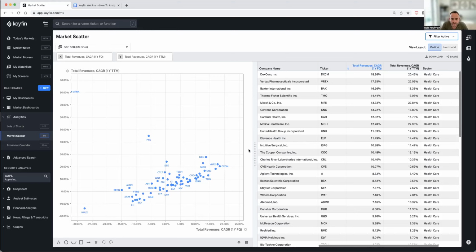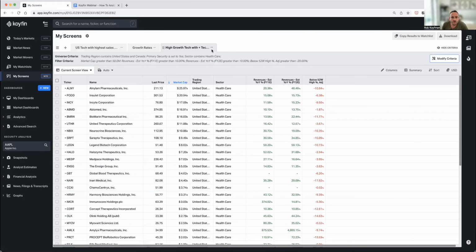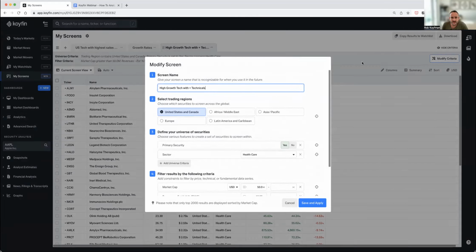So Kenneth says, Rob, great platform, huge fan. Thanks, Kenneth. I think the estimates revision capabilities are a true game changer. Can we screen for stocks that have revisions? Yes, you can. And the way you do that is, again, you would just go to the screening criteria. Let me just use the existing one I have.